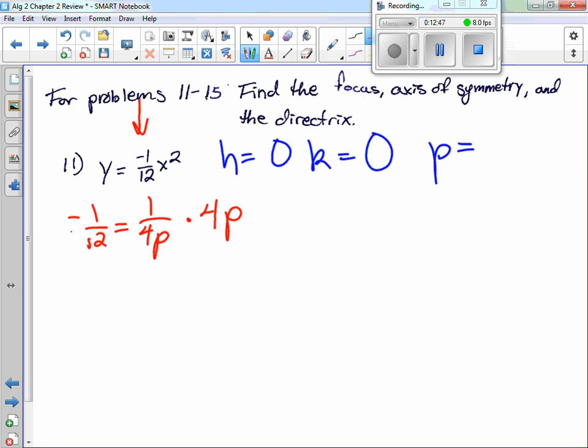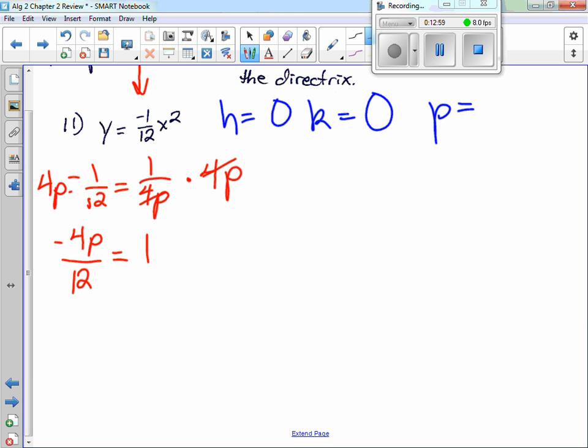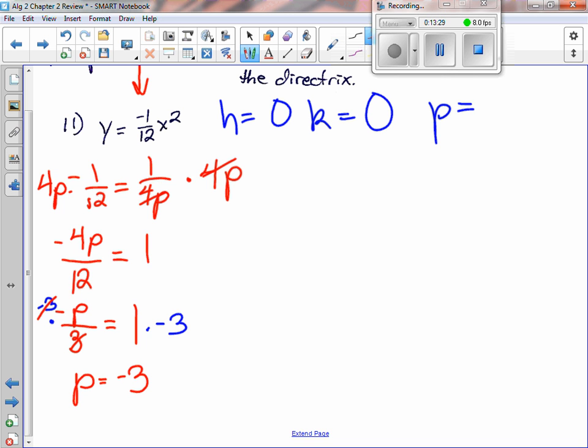So the first thing we would do is we'd multiply both sides by 4p, because those two would cancel, leaving us with 1. We'd have negative 4p over 12. Now 4 over 12 reduces to 1/3, negative 1/3. And now what we need to do is multiply both sides by negative 3 to get p by itself, because these two will cancel, and I get p is equal to negative 3.